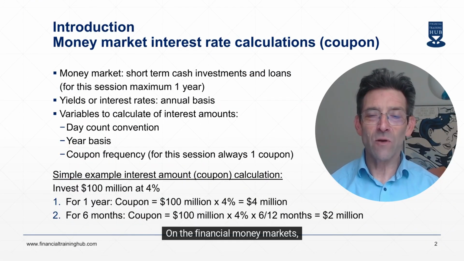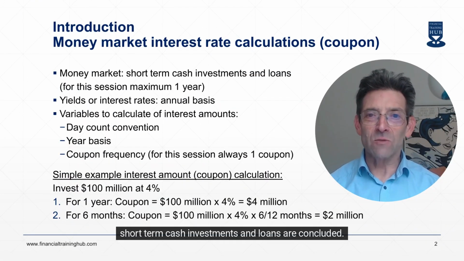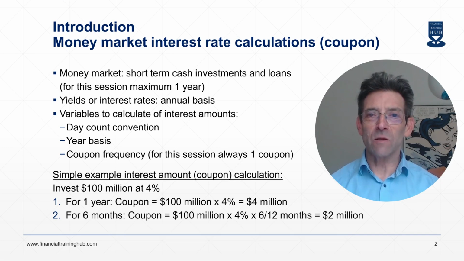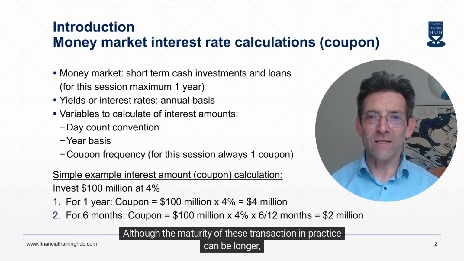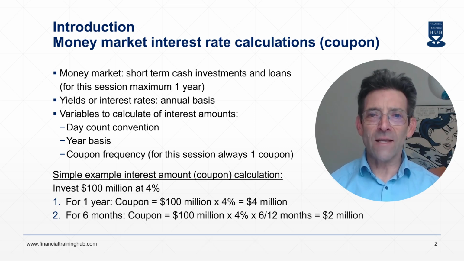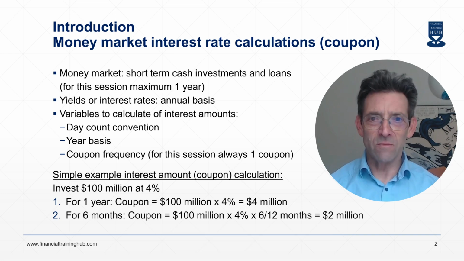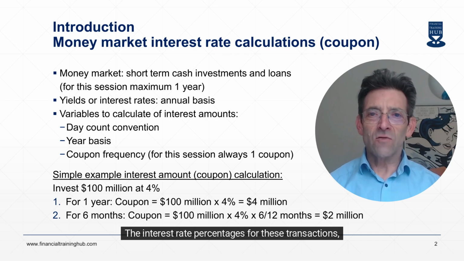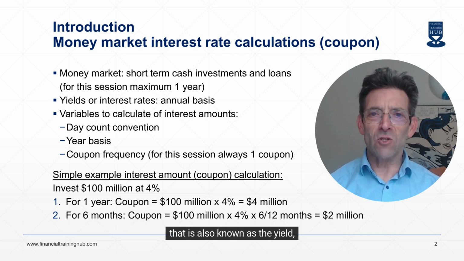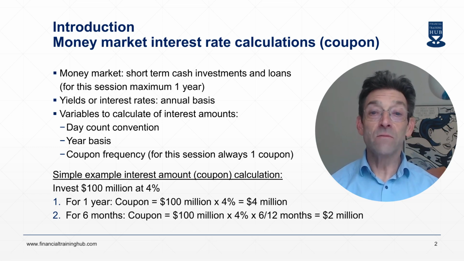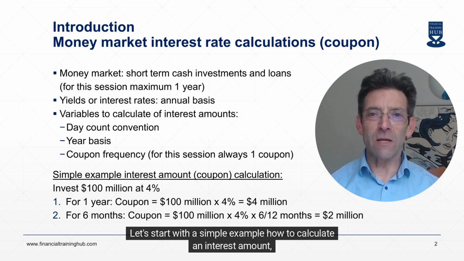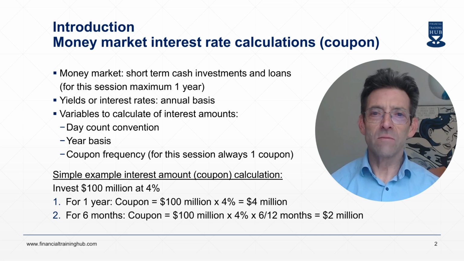On the financial money markets, short-term cash investments and loans are concluded. Although the maturity of these transactions in practice can be longer, in this session it is assumed that the period is maximized to 1 year. The interest rate percentages for these transactions, also known as the yield, are always quoted on an annual basis. Let's start with a simple example of how to calculate an interest amount, often also named a coupon.